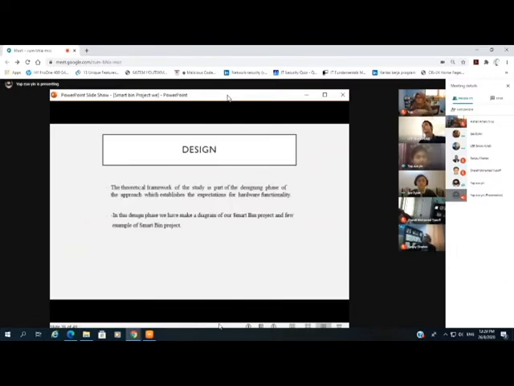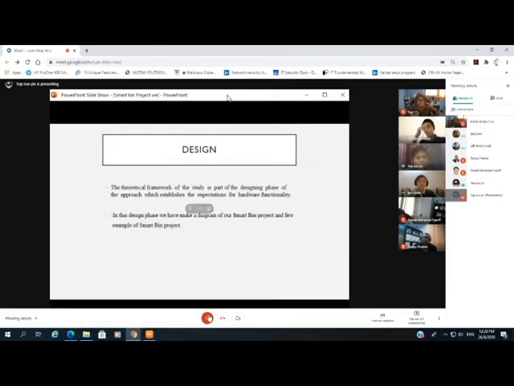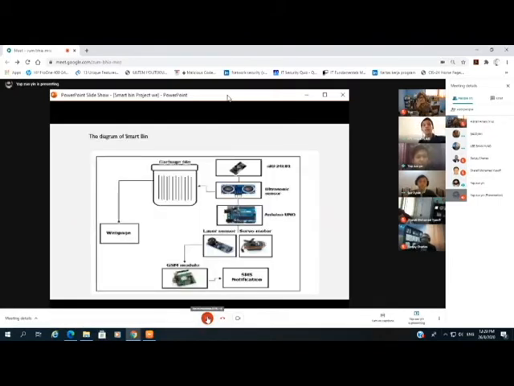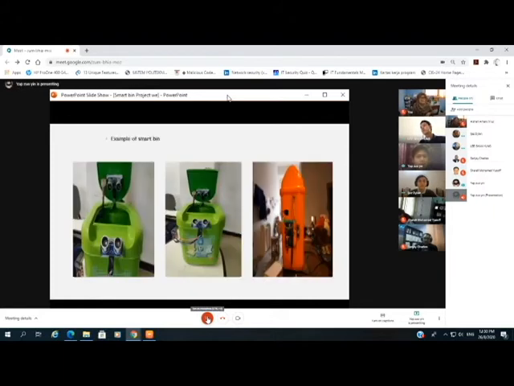Design. The theoretical framework of the study is part of the designing phase of the approach, which establishes the expectation of hardware functionality. In this design phase, we have made a diagram of our smart bin project and a few examples of smart bin projects. So this is our diagram of the smart bin, which includes all the components in it. And this is an example of a smart bin we found on the internet that someone has already done, but without the server.